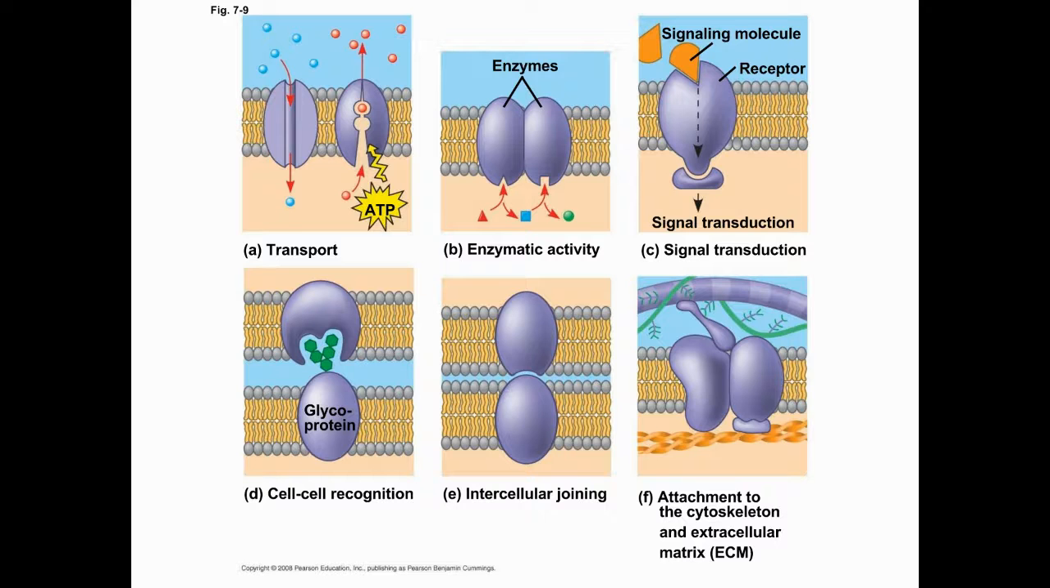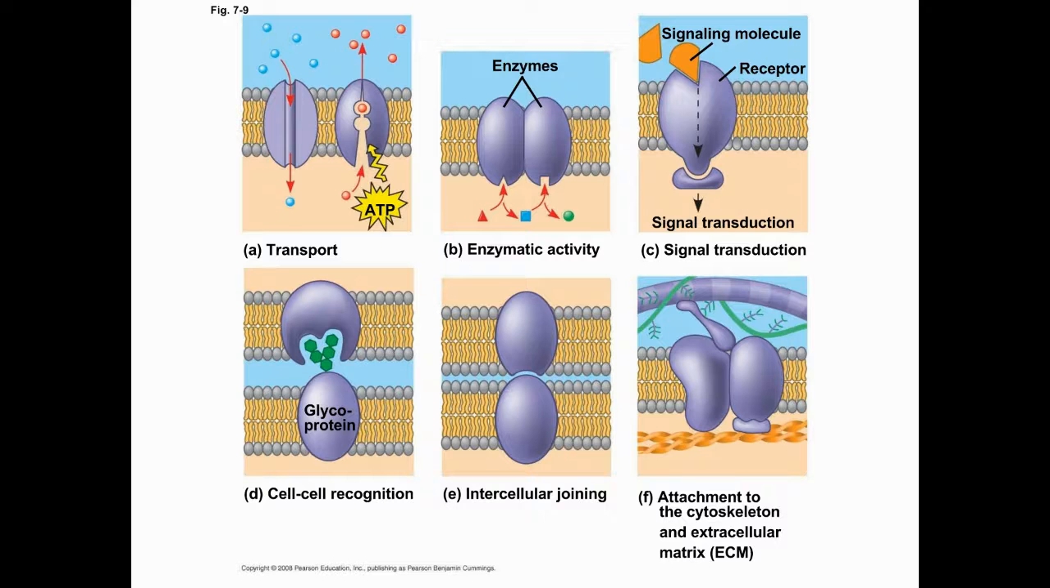Signal transduction is just relaying a signal from outside the cell to inside the cell. It's simple for now. We're not going to go into detail yet, but we'll talk about that. Here's our glycoprotein for cell-cell recognition. A skin cell wants to know if the cell next to it is another skin cell or some other type of cell. If it's a foreign invader, these things would be considered antigens. The antigens are the markers on cells, so this would be an antigen right here.